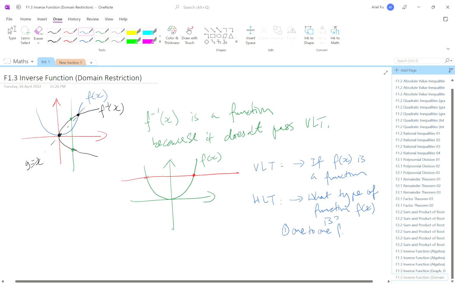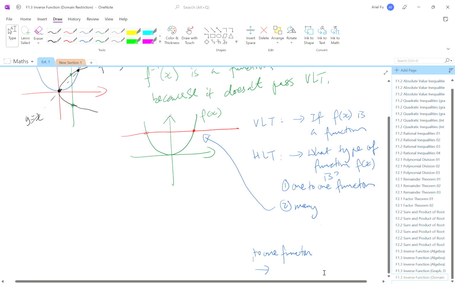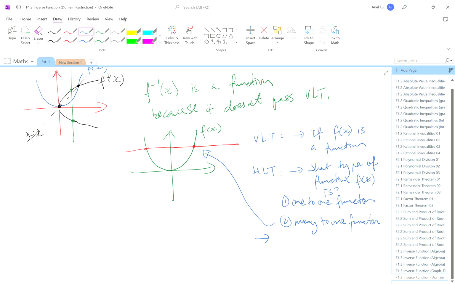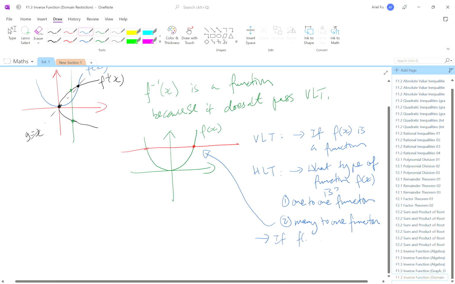1-to-1 function, or it is a many-to-1 function. In this particular case, it's a many-to-1 function. In other words, the horizontal line test will also tell me if the function f of x has an inverse.